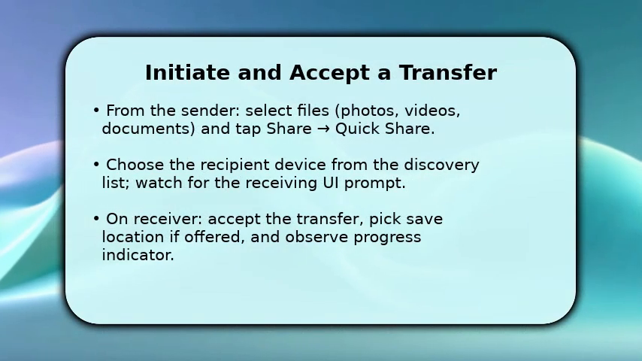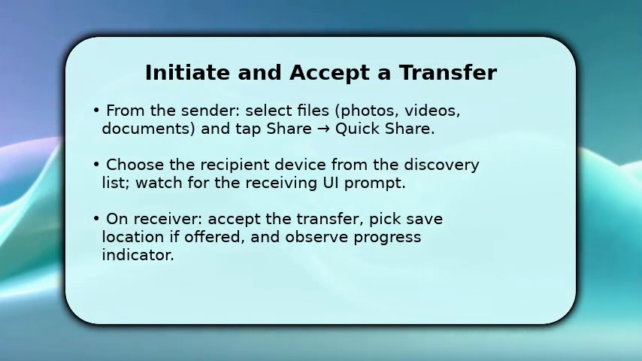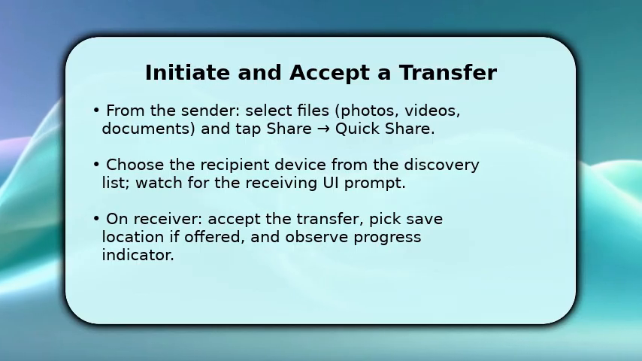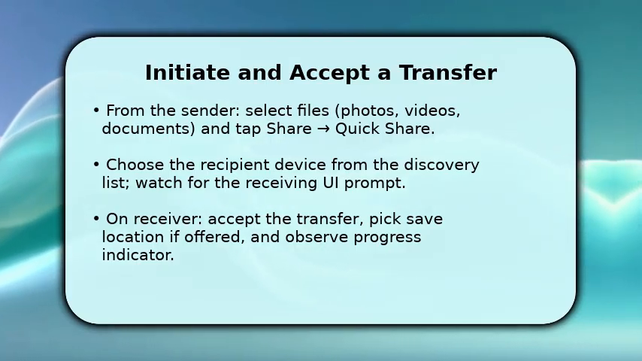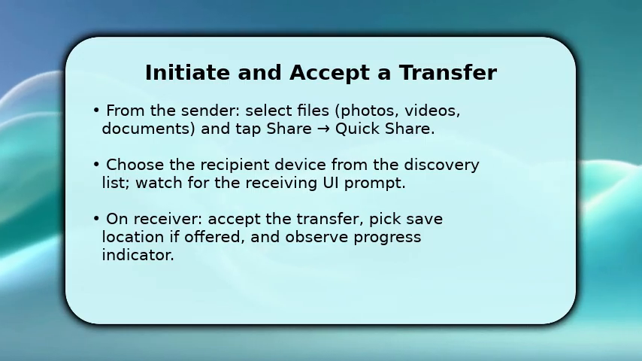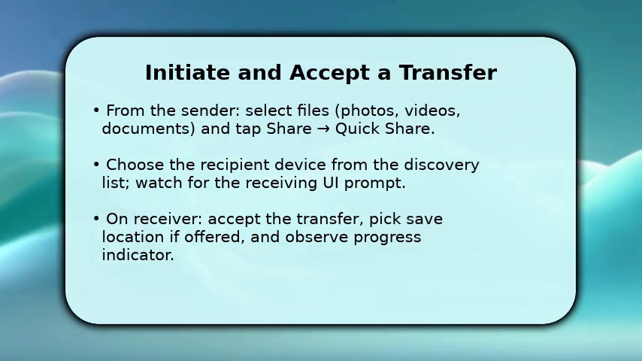Once Quick Share is ready, select the items to send: photos, videos, or files from any app that supports Android shares. Tap Share, choose Quick Share, and select the discovered recipient device. Transfer requests appear almost instantly if visibility is on.